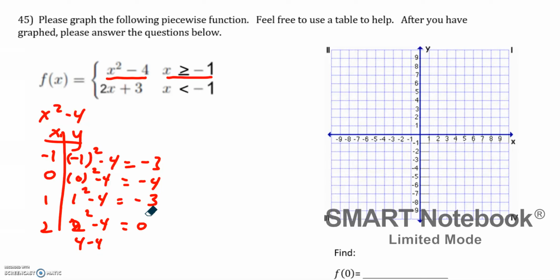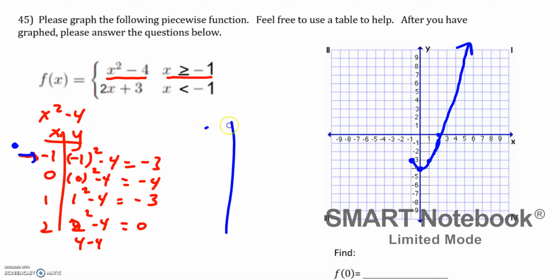So if I graph this first piece, because I have a greater than or equal to here, my dot is going to be solid. So this first one that I plot here is going to be a solid dot, or a filled in dot. So -1, -3 is down here. 0, -4, everything after that is still a filled in dot. 1, -3, and then 2, 0. So this parabola is from -1 all the way to infinity. So I'm going to continue my graph and go all the way up and over, to the right and up.